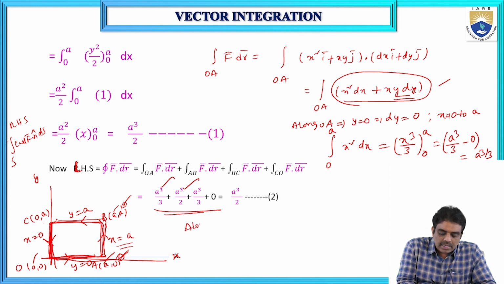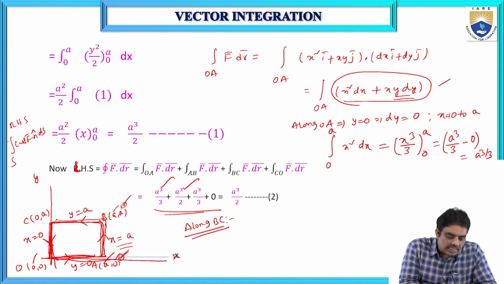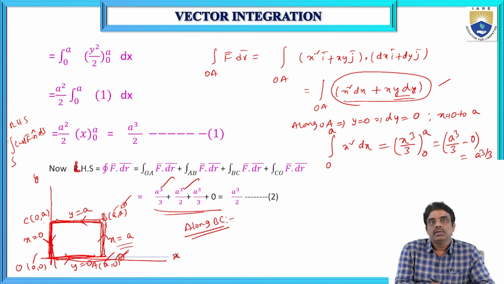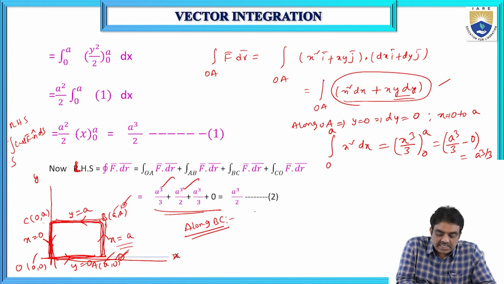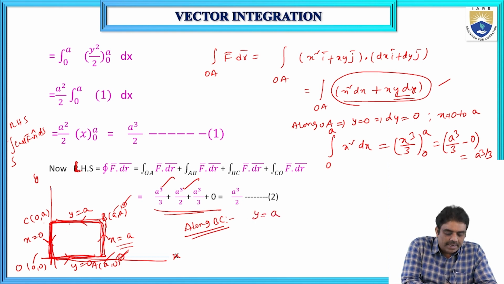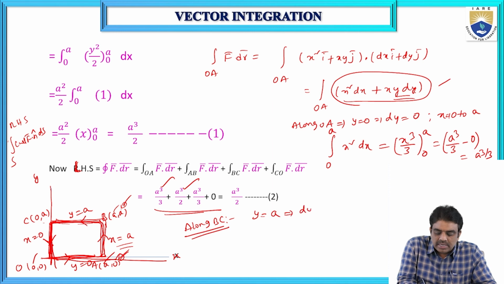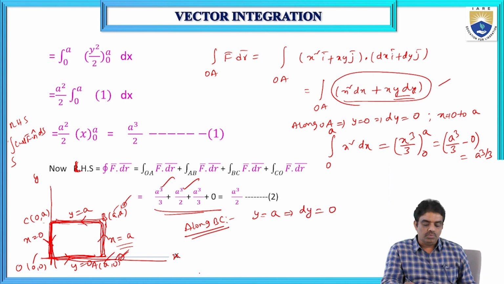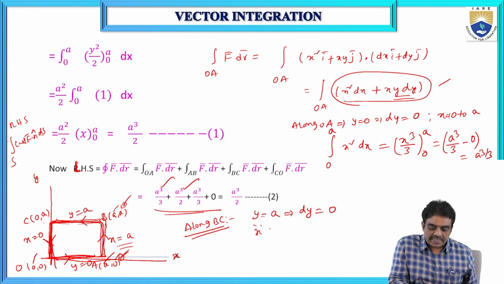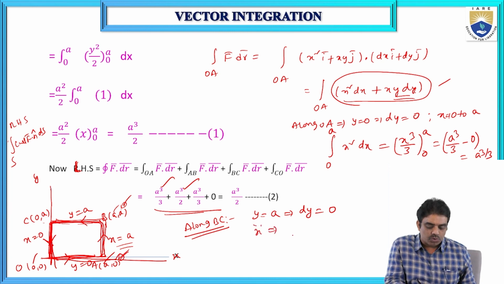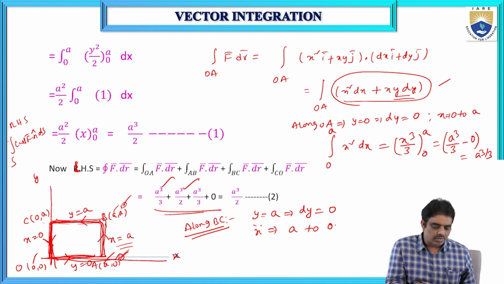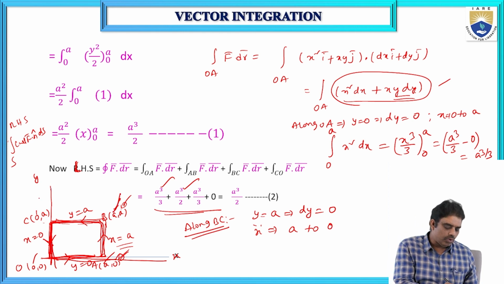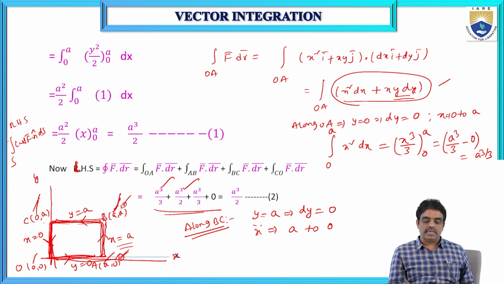Similarly, here I will calculate along BC also. Along BC means in this direction. What is the BC equation? y is equal to a. That means dy will be 0, because y is constant. But x is a variable here. x varies from a to 0, so the limits of x are a to 0.